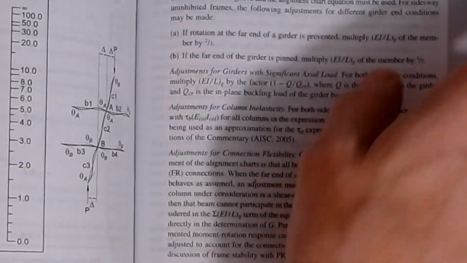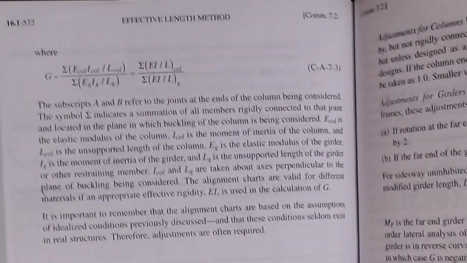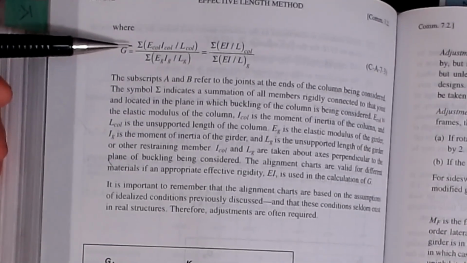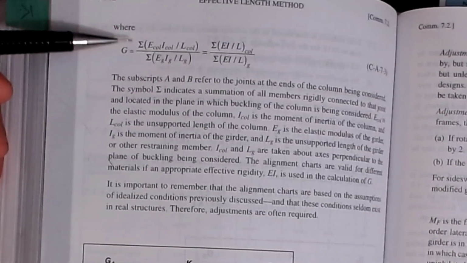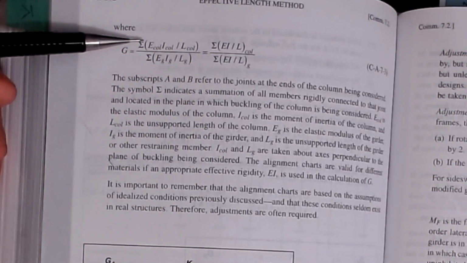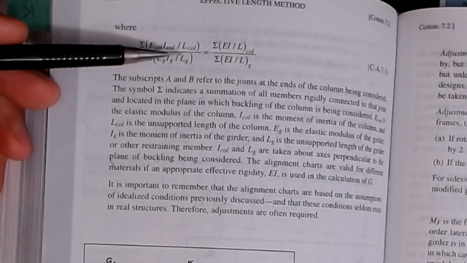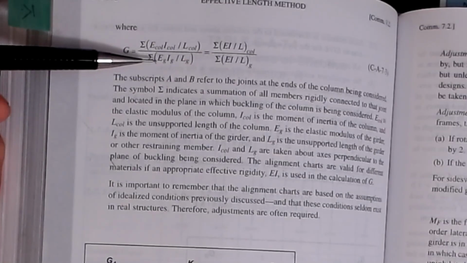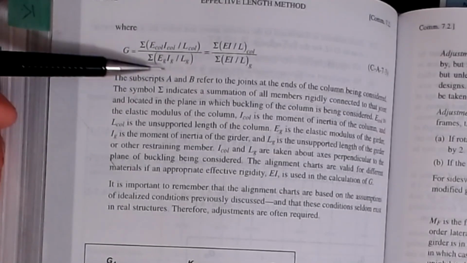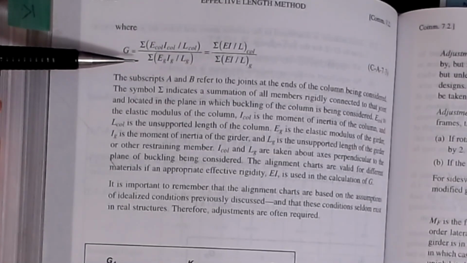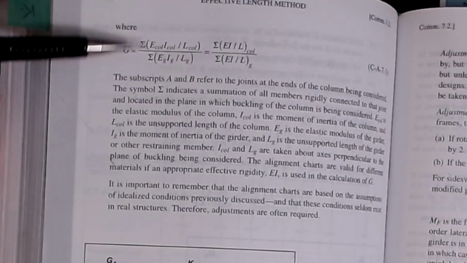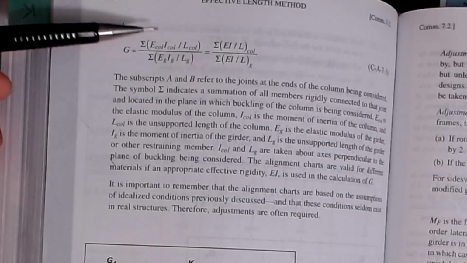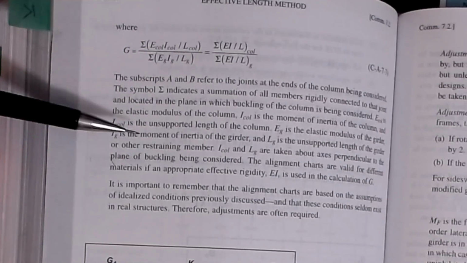All right, so we're going to flip over to the next page, and that's where your formula for G is coming from. It's kind of a lengthy formula, not too bad, but if you read into it a little bit, it's basically the sum of the EI over L for the columns that come into a node over the sum of the EI over L for the beams that come into that same node. So it's columns over beams, and you basically add up this EI over L value for each of the members that are classified as columns or beams.